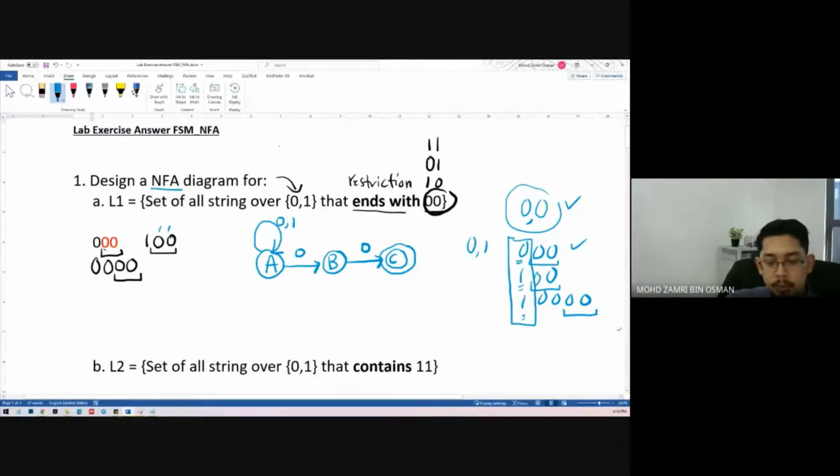Go to here is 1, sorry, 1, go to A again 1, okay, transition to B is 0, and then transition B to C is 0, okay, this one. Okay, what about the last one here? We have 1, 0, 0, 0, 0, but the thing is if we have A, B, 1, 0, 0, only 3 strings there. So how can we accept the transition for this one, okay?